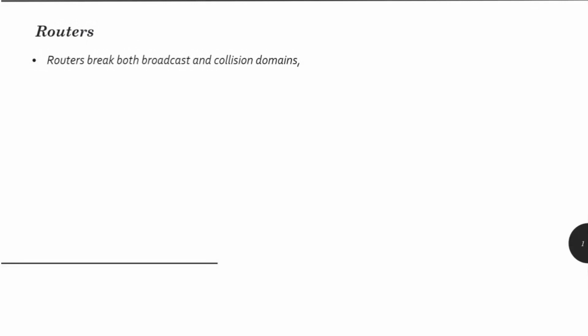The routers, first of all, break both the broadcast domain and the collision domain. And that's the big difference between routers and switches. Switches break the collision domain, but they don't break the broadcast domain. It is the same as the broadcast domain in hubs. But routers break the two. Each port in the router represents a new network.